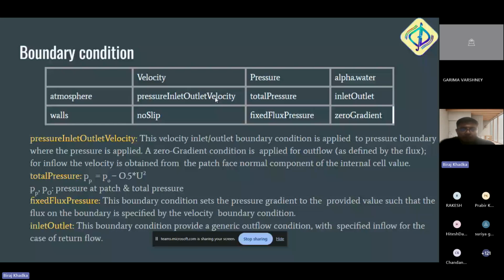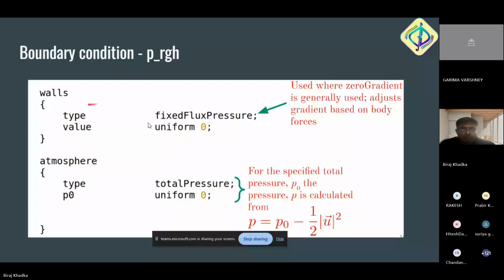For the walls, no slip is applied because the velocity will be zero on the walls. For p_rgh, the pressure without the hydrostatic effects, on the walls we define fixedFluxPressure, which is also a zero gradient, and it adjusts the pressure gradient such that the flux is calculated from the velocity boundary conditions. The value uniform 0 is just for the initialization.